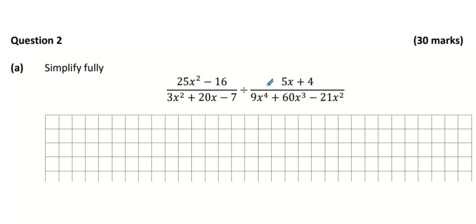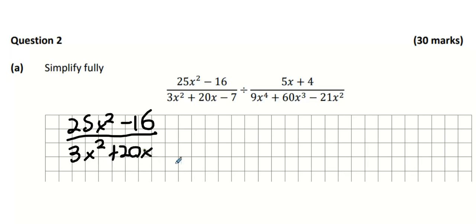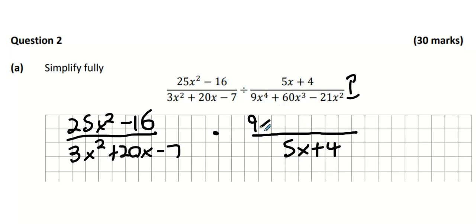Let's all agree to just turn it upside down at the beginning. Which part do I turn upside down? Anyone know which part I turn upside down? Turn the second fraction upside down. I'm going to get 5x plus 4 on the bottom. Is that okay? And on top, we're going to get 9x to the 4 plus 60x cubed minus 21x squared, right?